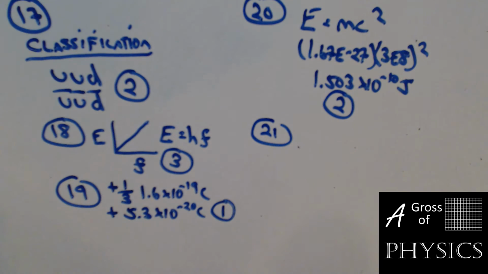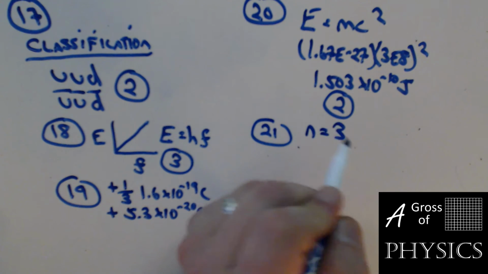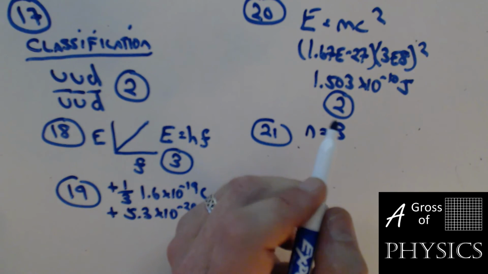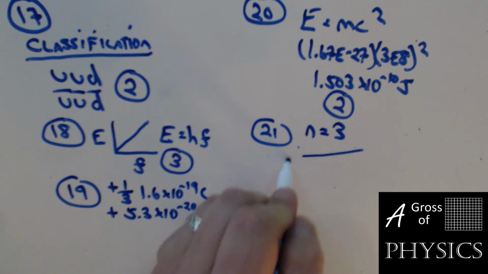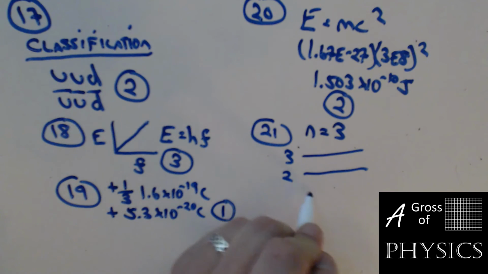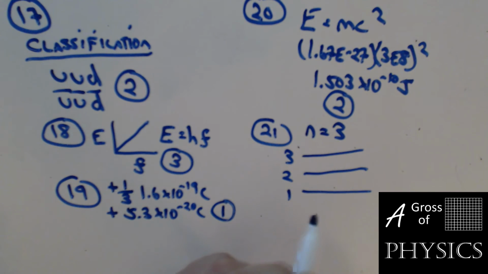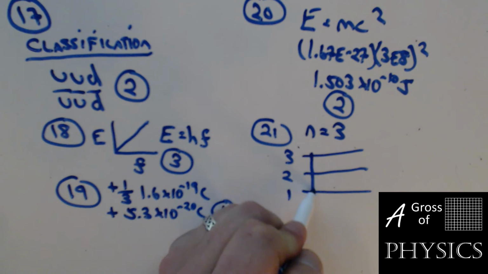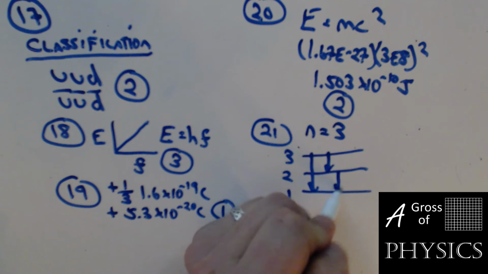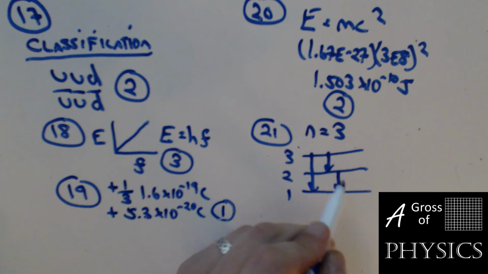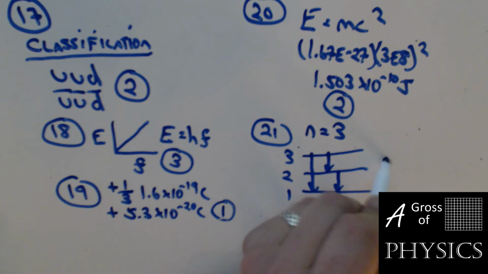All right, 21. Excited hydrogen atoms are in the n=3 state. How many different photon energies can be emitted as these atoms return to the ground state? If we're in 3, there's 2, and then there's 1. We can jump from 3 all the way down to 1, we could jump from 3 to 2, and then we can jump from 2 to 1. So we have 3 options, which is choice 3. All right, 22.